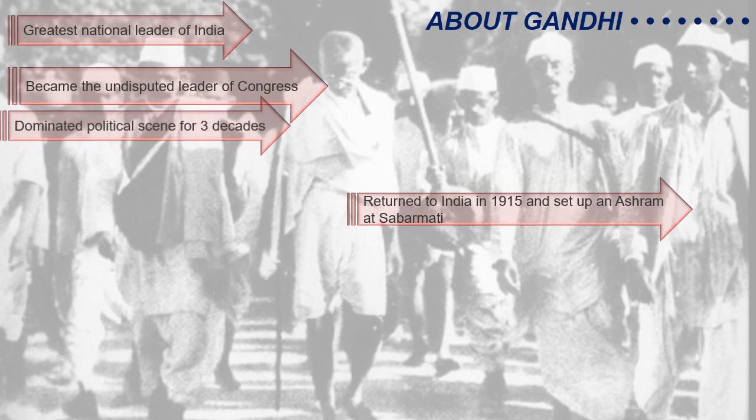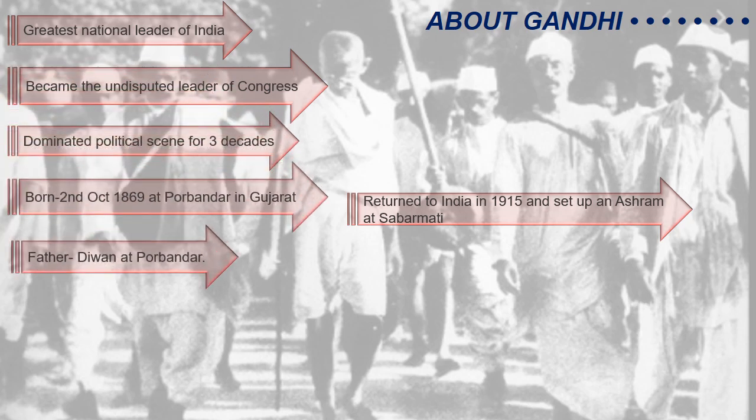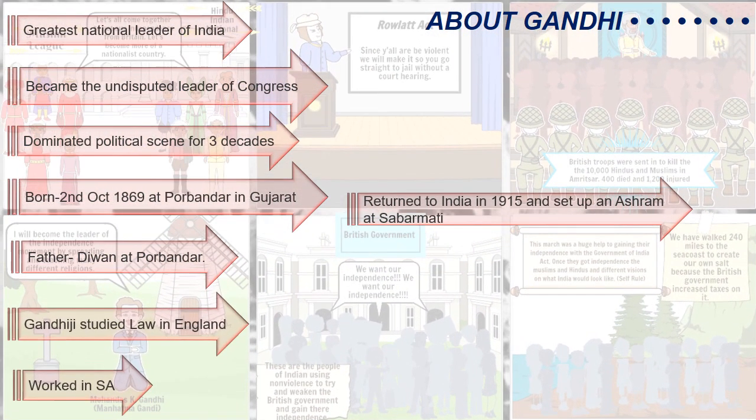Gandhiji was born in 1869 at Porbandar in the Kathiawar district of Gujarat. He went to England in 1888 to study law. From 1893 to 1914, he practiced law in South Africa.